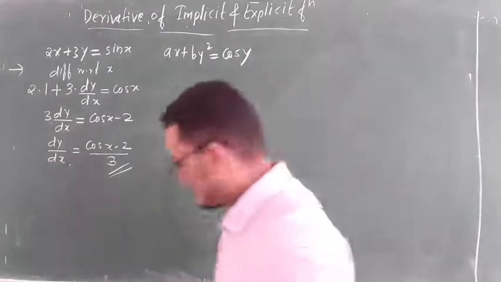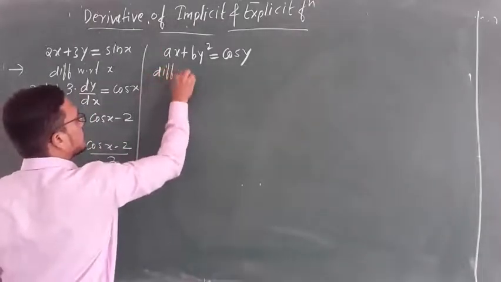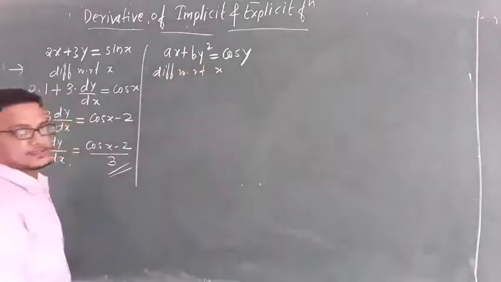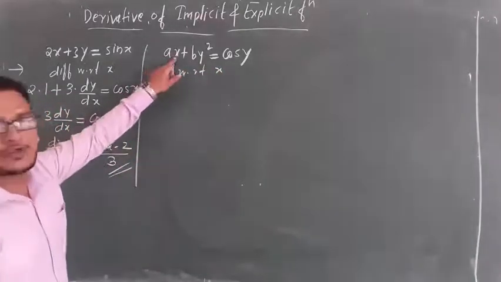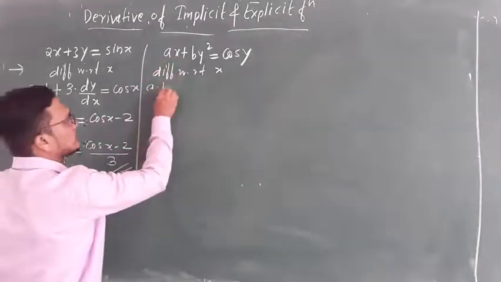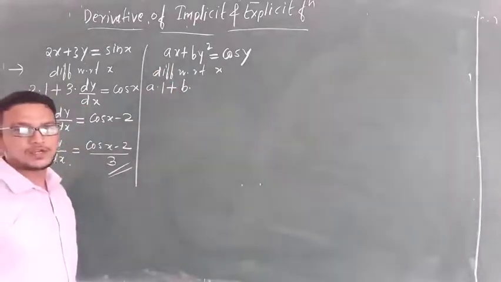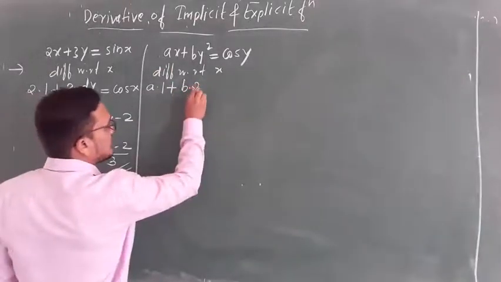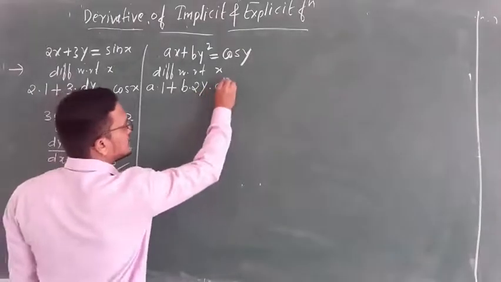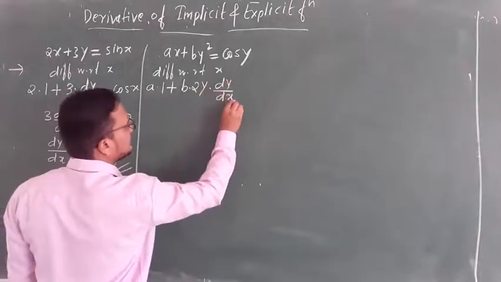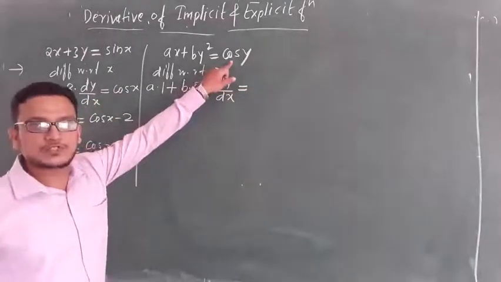Again the same, differentiate with respect to x. So here a is a constant as it is, into the derivative of x, which is 1, plus b as it is, into y square, whose derivative is 2y, into y is again a function, so its derivative is dy by dx, which is equals to, now the derivative of cos y.